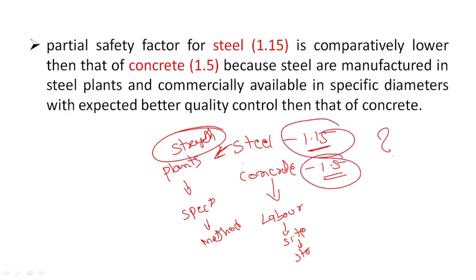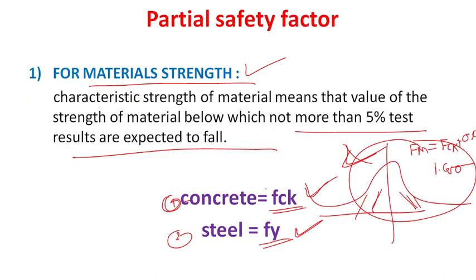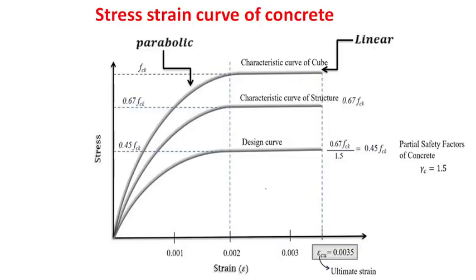I think you got the simple idea, right? Steel is manufactured in the plant and concrete is manufactured at the construction site, so the strength of the concrete may vary compared to steel. Okay, are you clear about the topic of material strength and design strength? Very important for any type of exam, either KPSC or SSC JE.